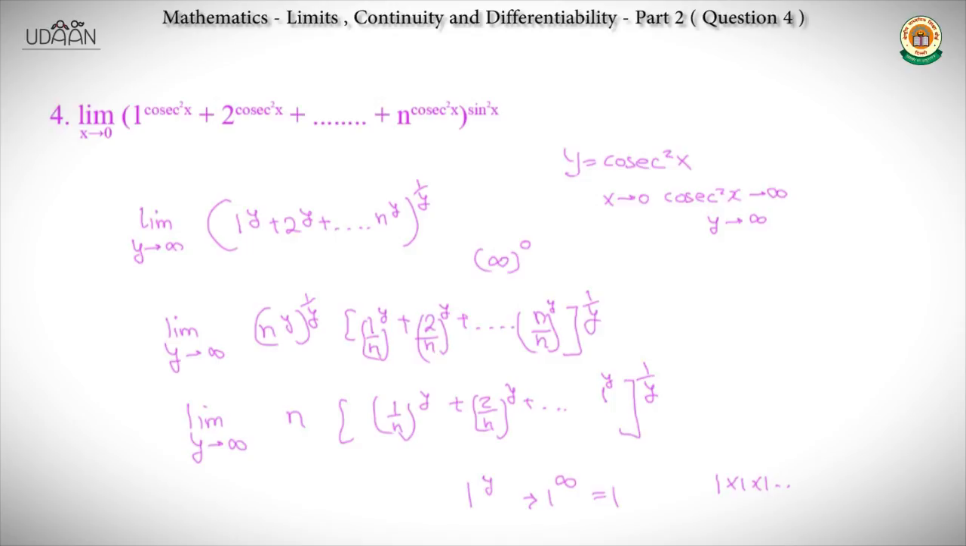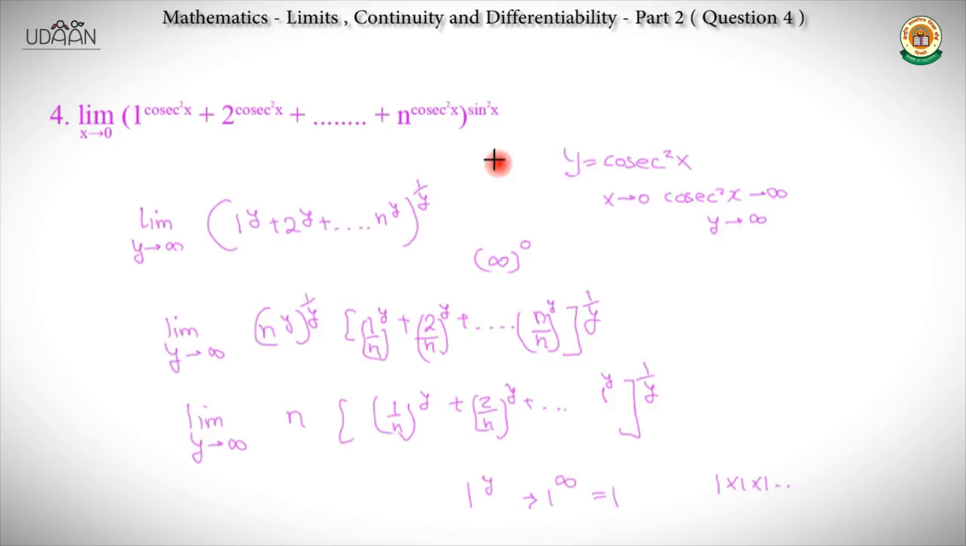Right, so the fourth question over here is for us to find the limit of (1 per cosecant square x plus 2 per cosecant square x plus so on and so forth till n per cosecant square x) whole power sine square x as x tends to 0. So how do we approach this problem? It's pretty scary, considering there are squares of trigonometric functions as powers, and there are different terms being added and you have to find the limit of it.